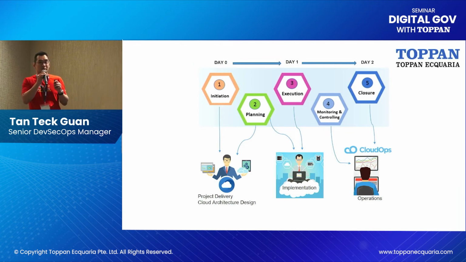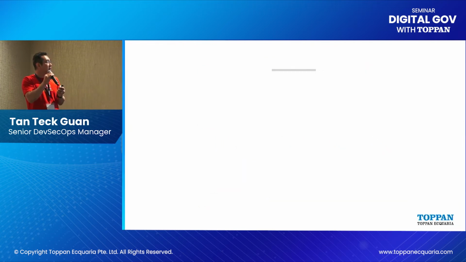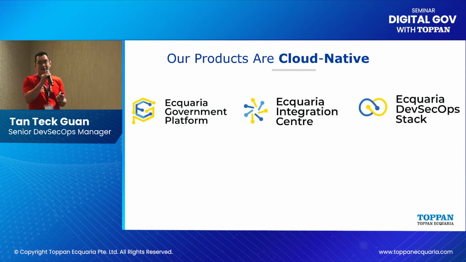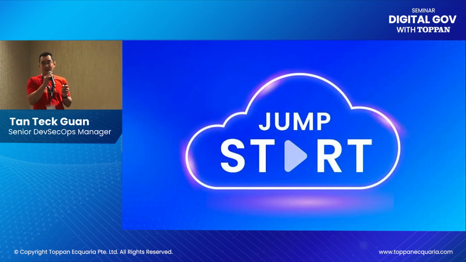And my DevSecOps team, our engineers can actually help to implement the cloud native solution. And my cloud ops team can also help to do the monitoring and the day 2 ops, for closure of the project and to the maintenance stage here. Okay. I think lastly, like what Min Xiong said, our products are already cloud native. So our Ecquaria platform, our EIC, our so-called DevSecOps stack, our CI/CD pipeline here. And I think we can help you jumpstart your cloud native journey. Thank you.